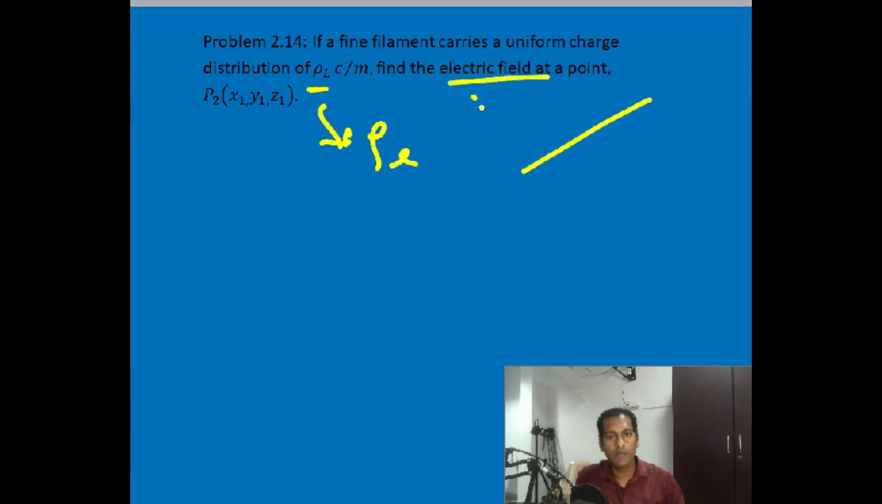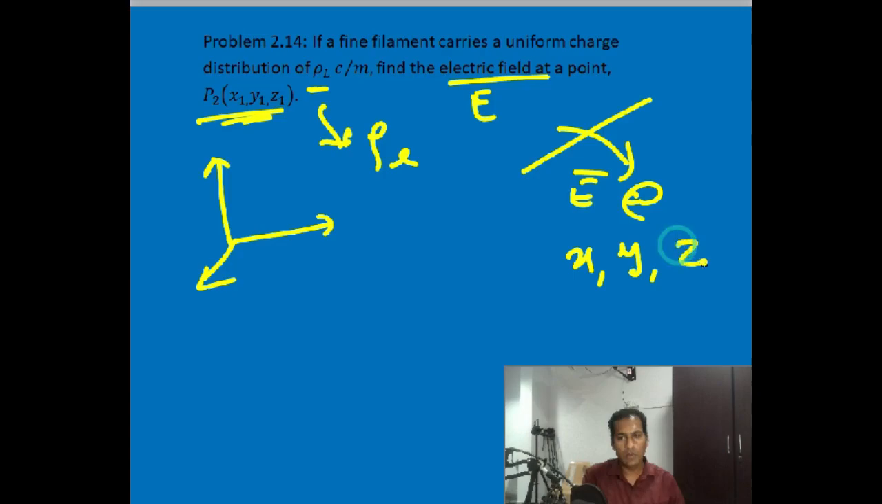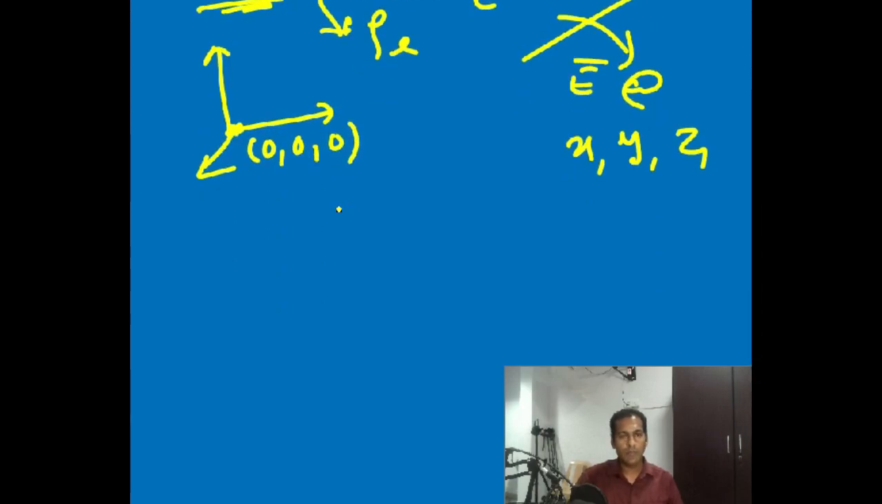We have to find out electric field intensity at some point P2, that is x1, y1 and z1. Some imaginary point is there. We have to find out because of this line charge. So this line charge is applying some electric field intensity at which points? x1, y1, z1. So let us consider that we have some point at origin. For simplicity, that is 0, 0, 0.